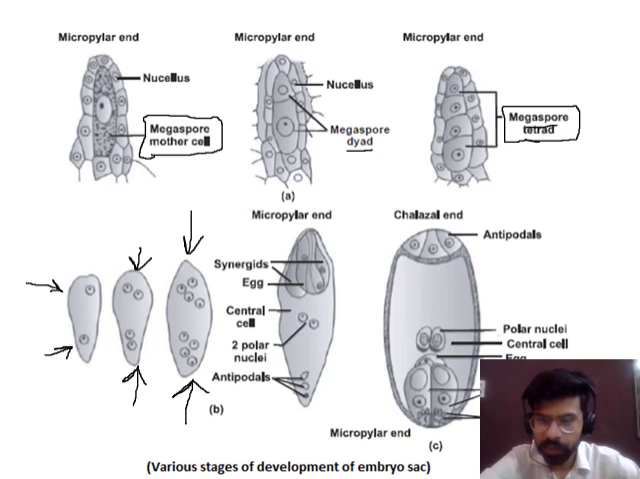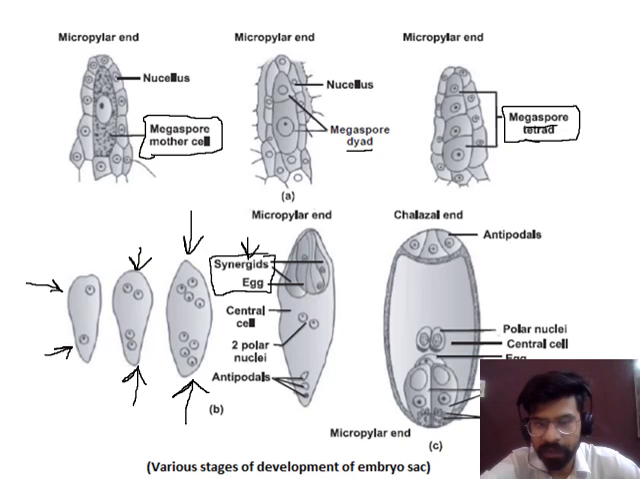These 8 nuclei align themselves according to their function or orientation. Three get aligned to form the egg apparatus. This one I am showing here with the box. In the box, this is a complete egg apparatus containing one egg and two synergids.